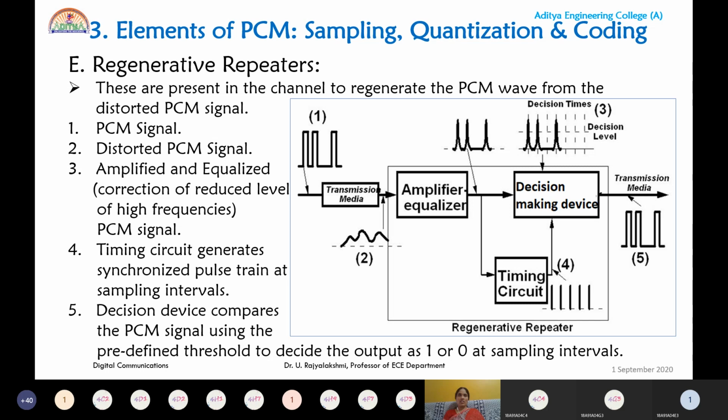Let us once again revise. The repeaters generally consist of three sections. One is the amplifier section, second is the timing circuit, and third is the decision making device. Now if you observe the amplifier, what it will do is strengthen the distorted PCM, because once the PCM signal at terminal 1 is applied to the channel, the signal gets distorted.